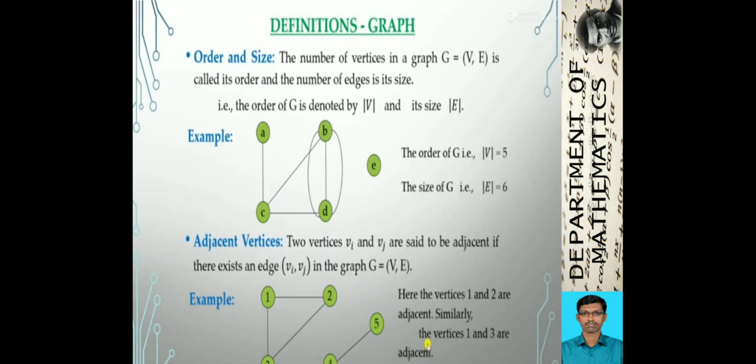Next one is adjacent vertices. Two vertices Vi and Vj are said to be adjacent if there exists an edge Vi Vj in the graph G. Example, this is the graph. We have 1, 2, 3, 4 and 5, so 5 vertices. Here the vertices 1 and 2 are adjacent. Similarly, the vertices 1 and 3 are adjacent.